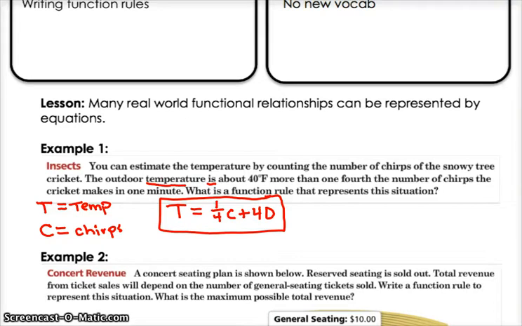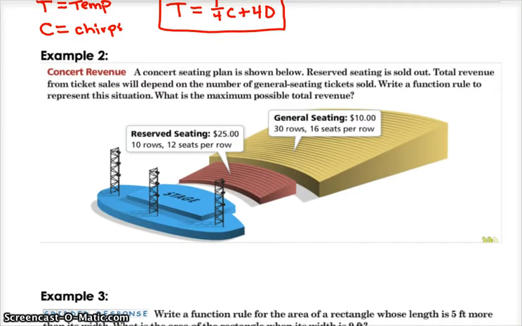All right, let's look at another example. We're looking at a concert venue, and we're looking at the revenue they can bring in from the number of seats. It says a concert seating plan is shown below, and that's this beautiful picture. The reserved seating is sold out, so it must be a good show coming to town. The total revenue from ticket sales will depend on the number of general seating tickets sold. Okay, underlining that important information. It says write a function rule to represent this situation. What is the maximum total possible revenue?